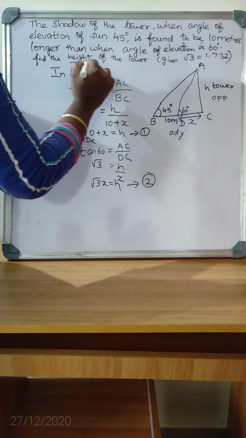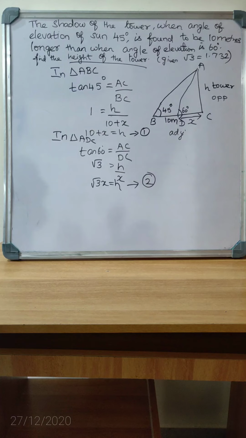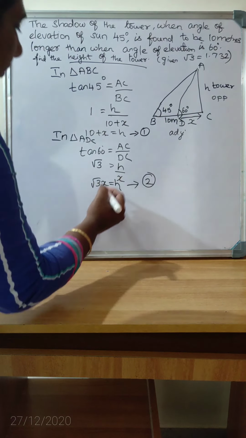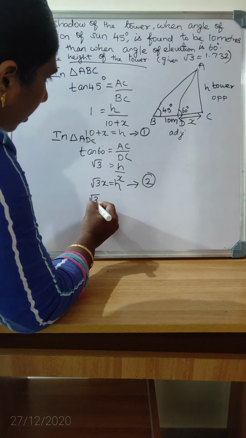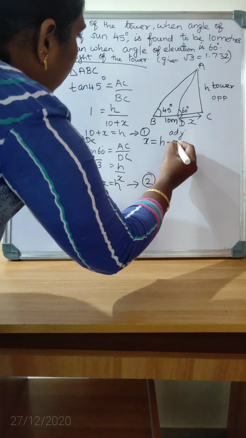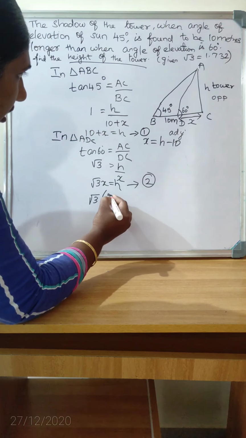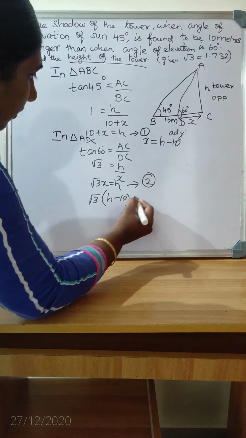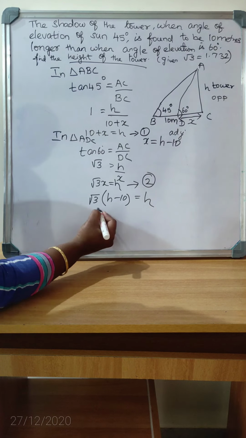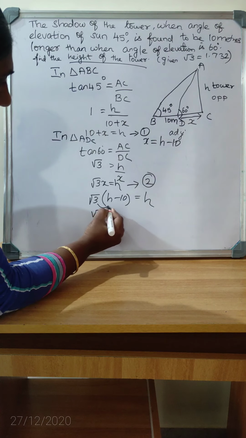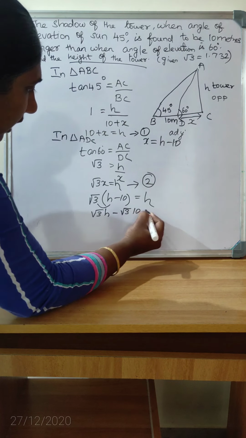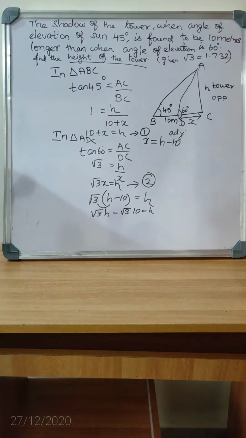So what have they asked now? The height of the tower. So we're going to substitute the x value here: root 3 times x, where in this equation x equals h minus 10. I just substituted here and I am going to multiply inside. Root 3 h minus root 3 into 10 equals h.